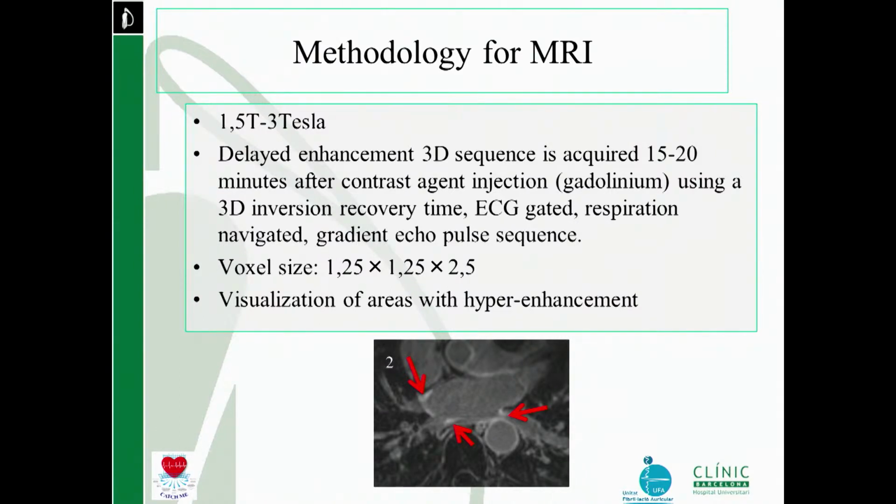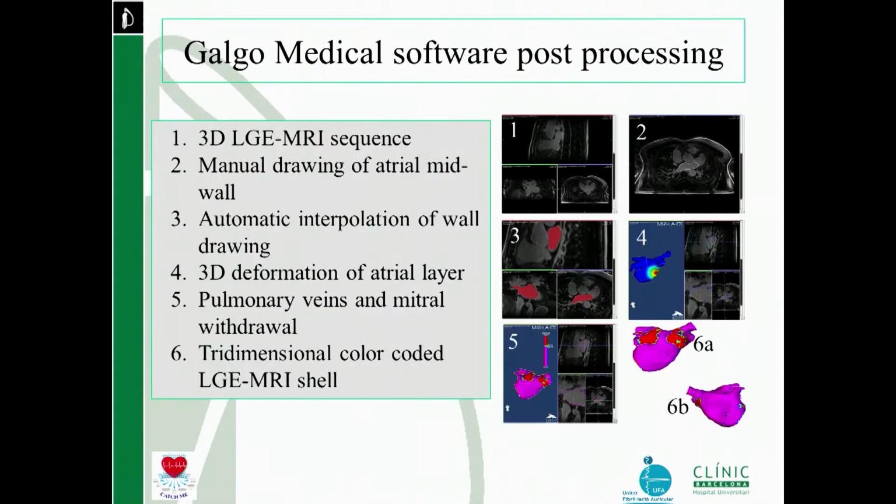What we are using in our lab is the 3 Tesla MRI with a specific sequence, and you can see quite often areas of hyper-enhancement, even in just a simple view, but then you follow several steps, and the way you perform these steps will influence the final result.